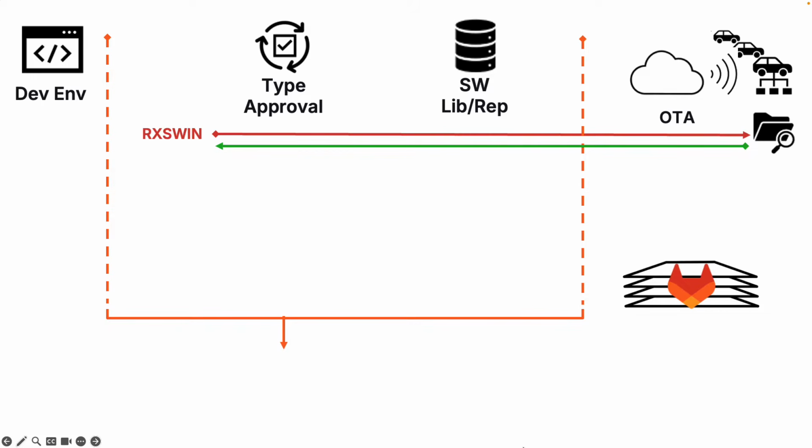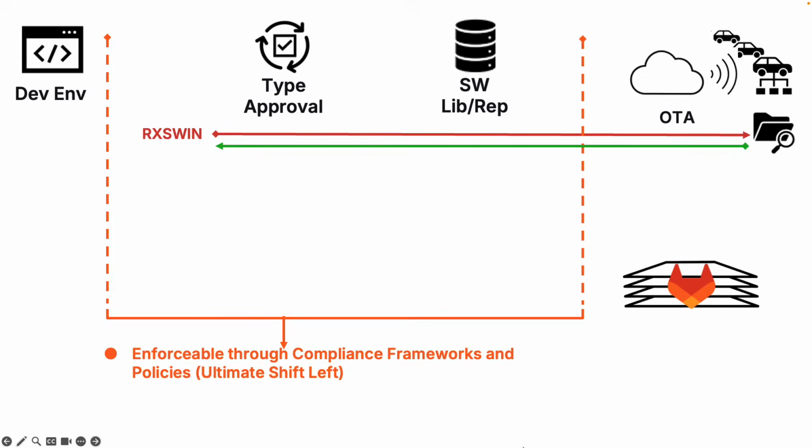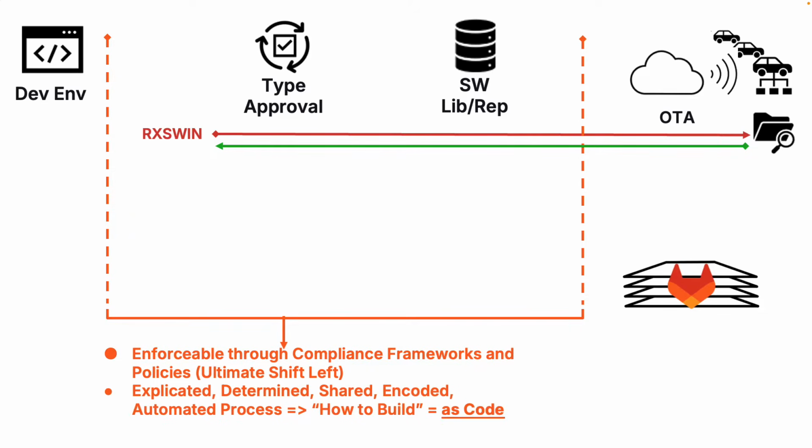And one of the things about using the platform is that we can start to guarantee a lot of things end to end throughout it. So the ability to enforce it, where there's a couple of things called compliance frameworks, MR policies, pipeline execution policies that all work together to enforce certain things to happen on all software development.